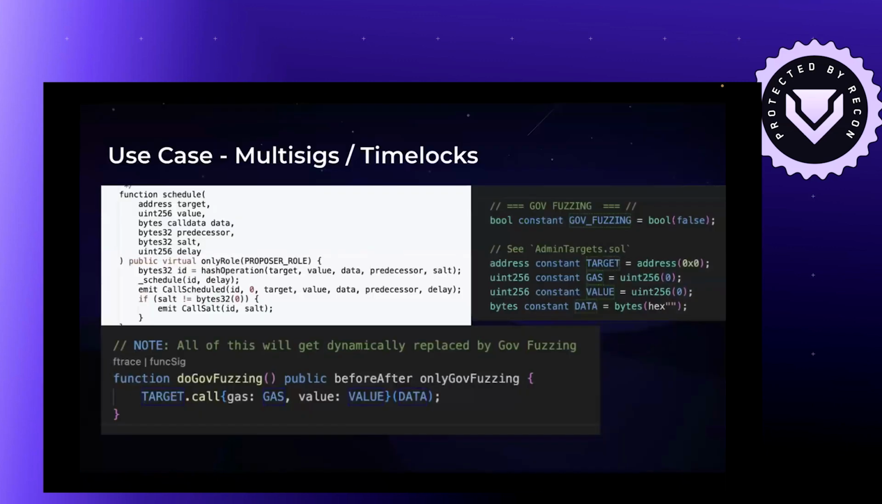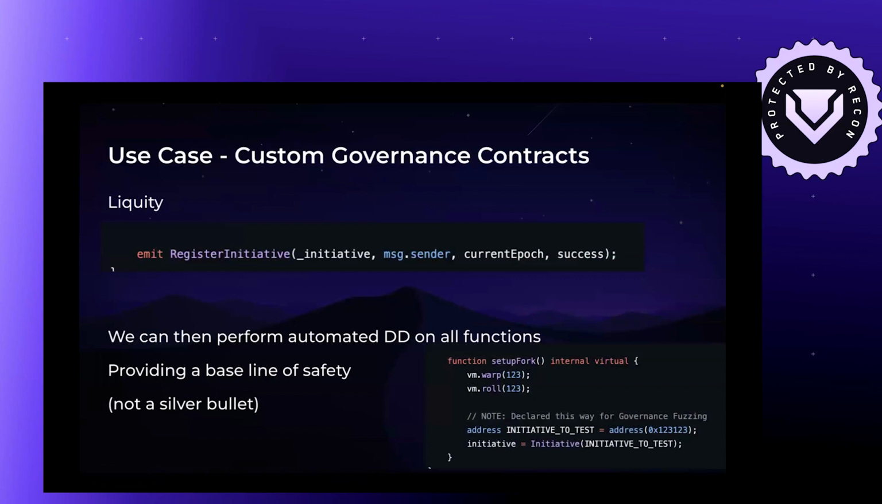The most common example, which you can see here in code, will be a multisig. We can basically listen to the call scheduled event for the target, the value, and the data. And then as long as you set up your invariant tester to have these constants, we can then dynamically replace them into a function called, in this case, doGovFuzzing, which makes it so that this function will be included in your test. And as such, if this function is necessary in order to break any property, it will appear off of the logs.